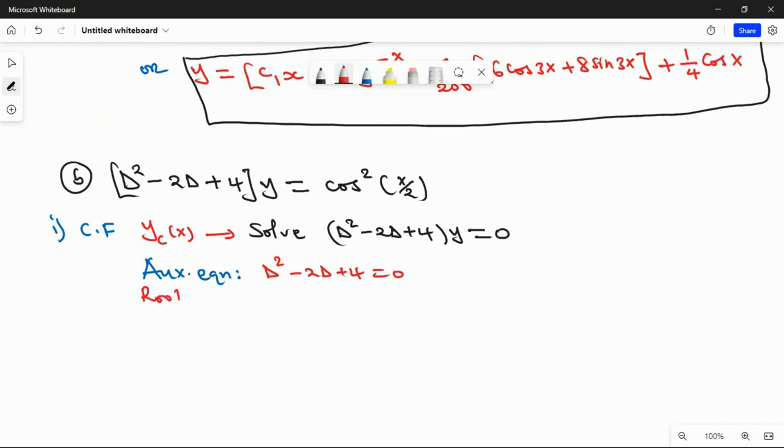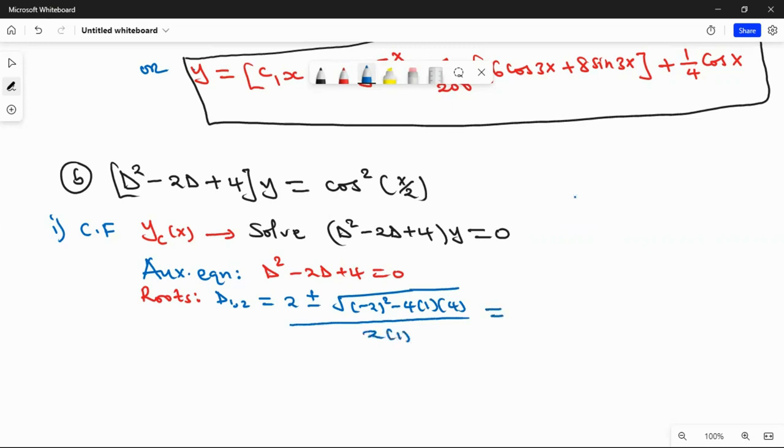So let's find the roots of this equation. Of course, it is quadratic in the D operator, so there are two roots. We use the quadratic formula. So D1 and D2 is negative of negative 2, so that's 2, plus or minus the square root of negative 2 squared minus 4 times a, which is 1, times c, which is 4, everything over 2 times a, which is 1. So that's 2 plus or minus; inside the square root, we'll have 4 minus 16. That's negative 12. So that's the square root of negative 12, over 2.